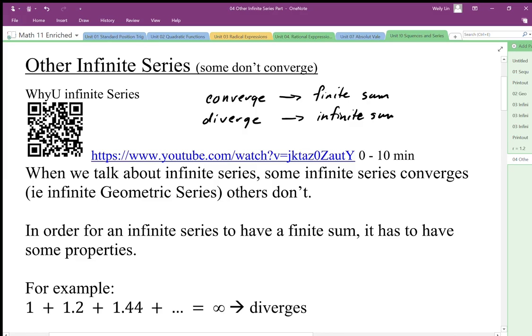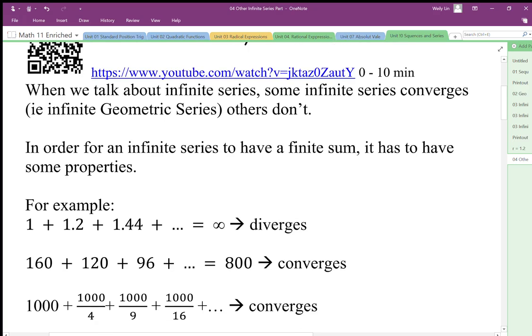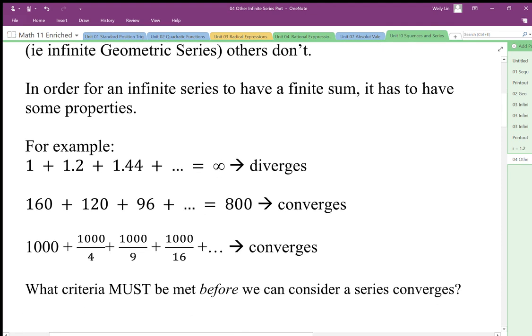So some geometric series diverge and some converge. And so for an infinite series to have a finite sum, or converge, it has to have some properties. So let's take a look at some of these properties. So this is an infinite geometric series. The R value is equal to 1.2, so we're multiplying by 1.2 each time. So every term is getting bigger. So we're adding an infinite number of terms that are getting bigger and bigger. This must diverge. It must have an infinite sum.